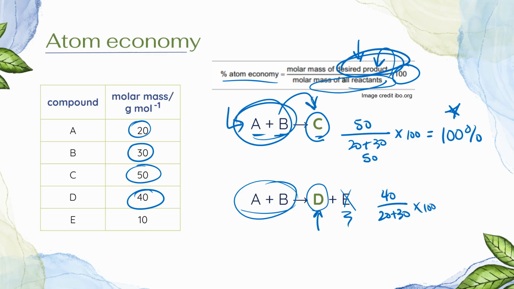Times 100. 20 plus 30 is still 50. 40 over 50 is 0.8. Times 100 is 80%. So only 80% of my reactants' masses ended up in my desired product. 20% of the mass was wasted. This is not as great, but it's still not too bad.